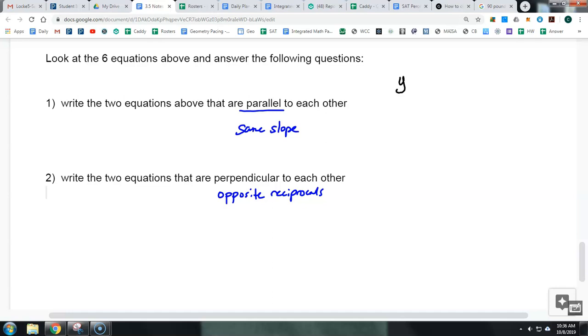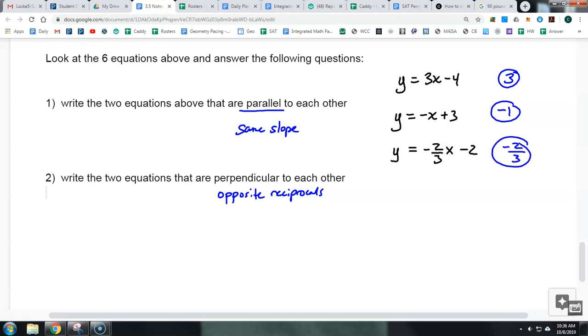So the first equation was y equals 3x minus 4. And this line had a slope of 3. The next equation was y equals -x plus 3, which had a slope of -1. The next one was y equals -2/3 x minus 2, which had a slope of -2/3. And then we got into the ones that we rewrote, 3x plus 3y equals 10. That one had a slope of -1.